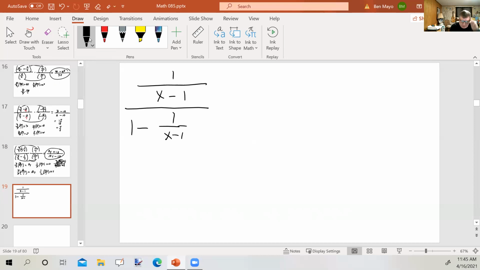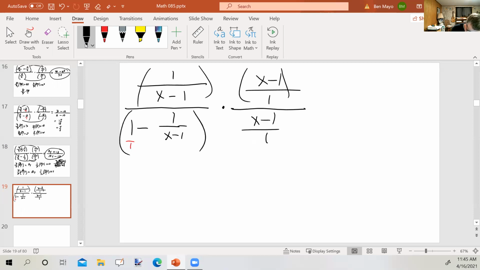Okay. So what are my denominators? In the numerator of the complex fraction, I've got an x minus 1. In the denominator, that 1 that's over on the left has an implied denominator of a 1. And then the second term has a denominator of x minus 1. So we've got x minus 1, 1, and x minus 1. So the least common denominator is going to be x minus 1. So I'm going to multiply the numerator and the denominator of the complex fraction by x minus 1.